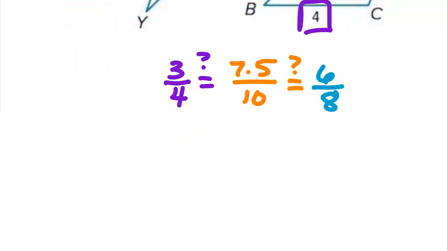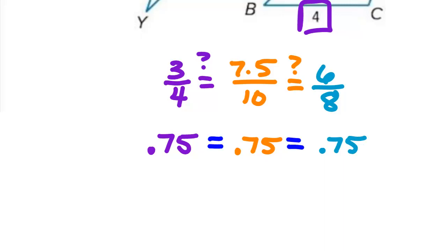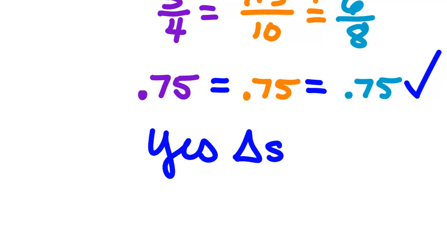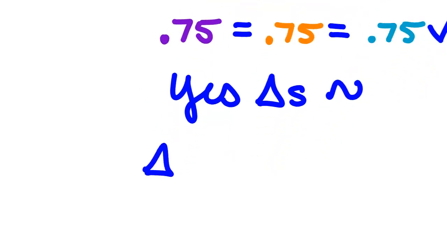What is 3/4 as a decimal? 0.75. What about 7.5 over 10? 0.75 again. What about 6 over 8? 0.75. These all came out to be the same. So yes, the triangles are similar. We have to give our similarity statement.